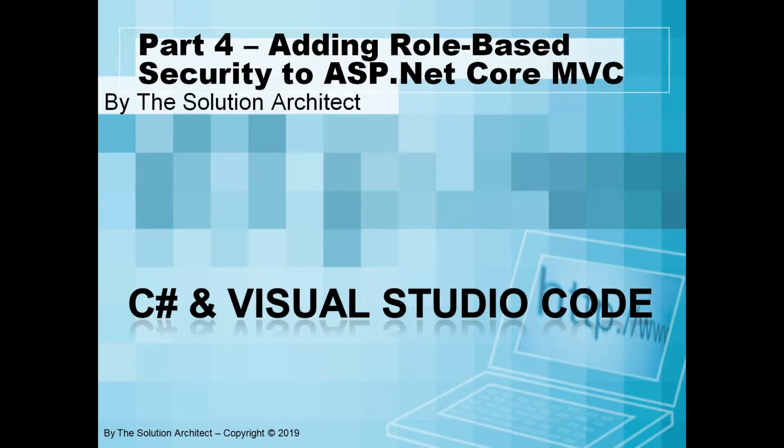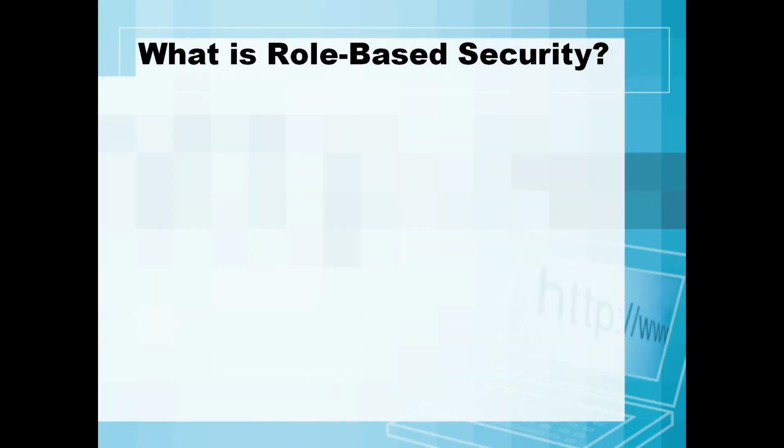So we're going to talk about adding role-based security to an ASP.NET Core MVC application, obviously using C# and Visual Studio Code. So what is role-based security? Obviously you want a user to log in. That's authentication, where a user has a username and password.